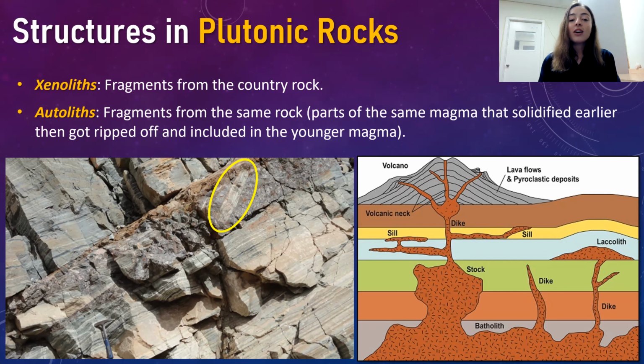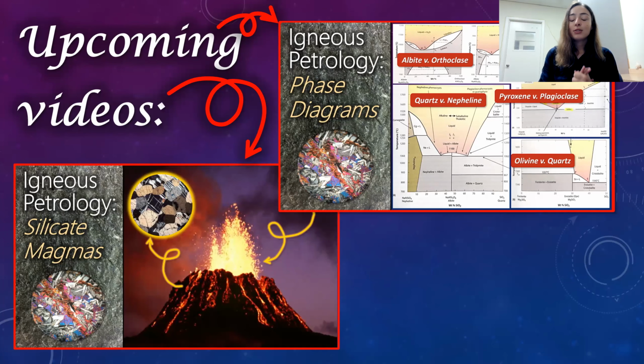Anyway, moving on to autoliths. Unlike xenoliths, autoliths are fragments from the same rock that makes up your igneous sill or dike or whatever structure you're looking at. And this means that parts of the same magma solidified earlier, then got ripped off and included in the younger magma. So it should have the same chemistry. It may have solidified before the magma that ultimately accidentally came and ripped it off and included it in its own structure, but it is the same composition and the same rock, therefore called an autolith rather than a xenolith. So that is all I have for igneous plutonic structures.